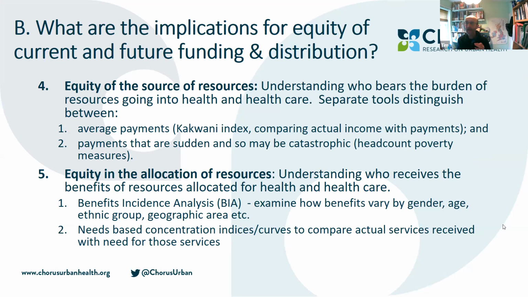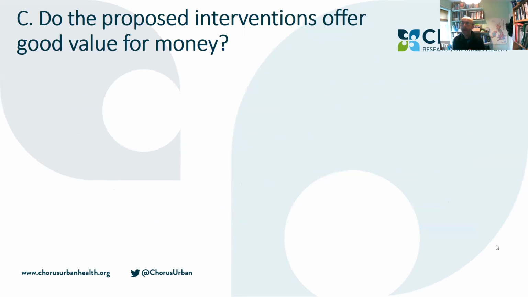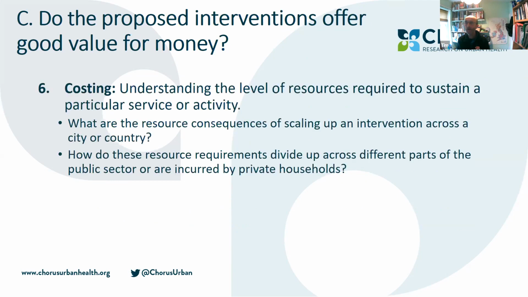So that's the way in which the funding is allocated through the system. The next question, and I think this is a really important question as we go into the co-creation phase of Project One, is: do the proposed interventions or services offer good value for money? And there are two parts to this, and Bryony is going to come back to this in a minute, so I won't dwell on it too much.